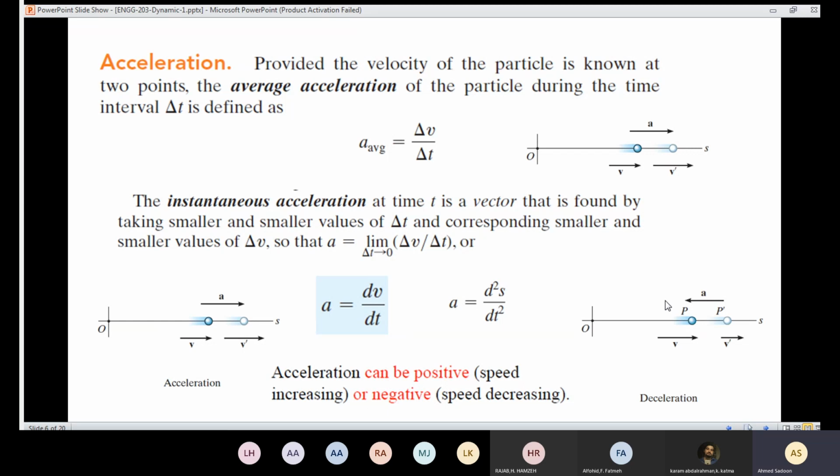Or it could be negative. That means the speed is decreasing. That means the value of the final speed is less than the initial speed. In that case, I have deceleration.